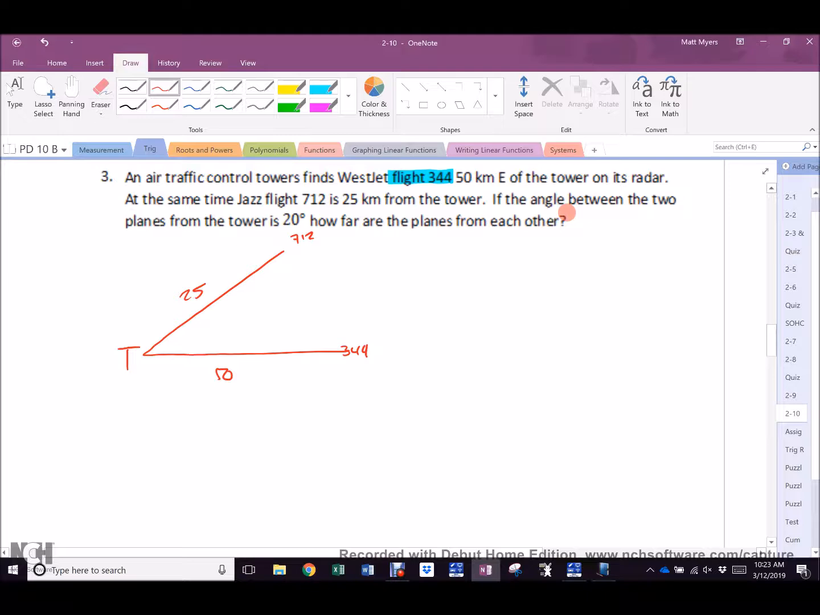25. If the angle between the two planes is 20, how far are the planes from each other? That's what I need. Now, when does trig come into play? This is how air traffic control works. And believe it or not, they still have to do this. The computers don't do it all for them.